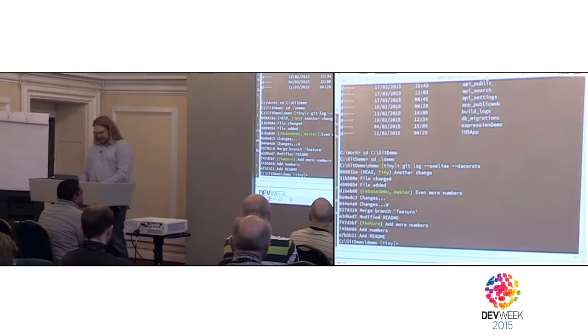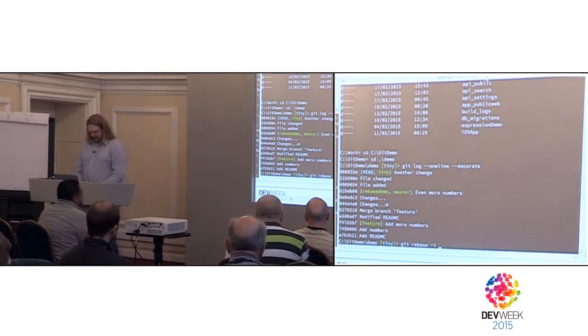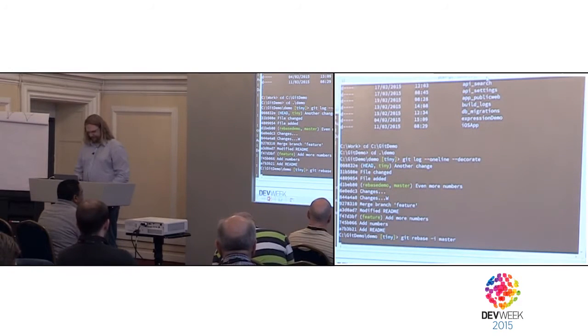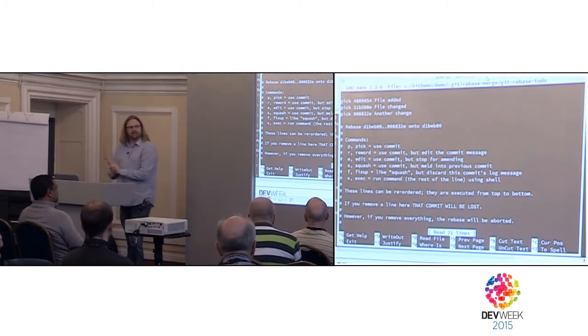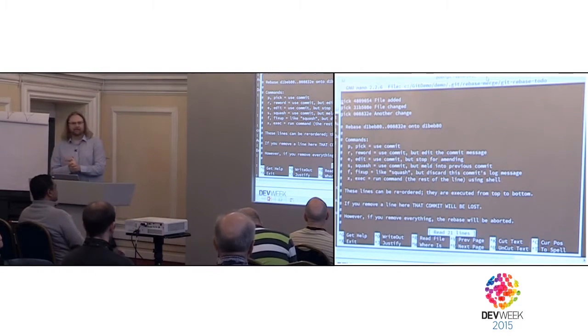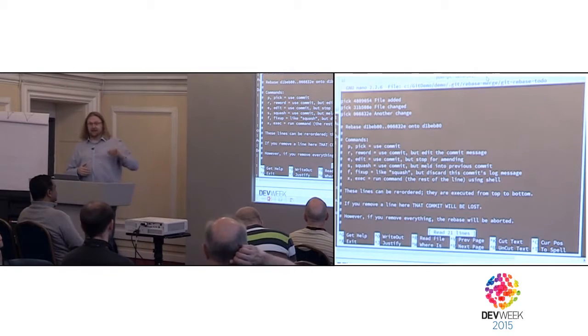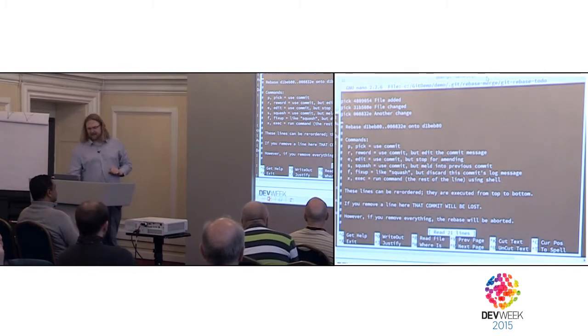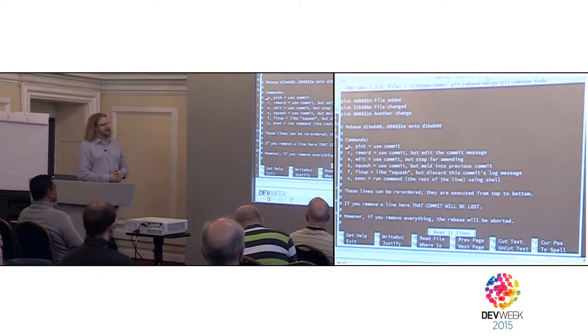Yes? So I'm going to do a git rebase -i, which is short for interactive, against master. And what this will do is bring up a text editor, whichever one I've defined in my shell, and it will allow me to alter history. So there are the 3 commits: file added, file changed, and another change. And I can pick, reword, edit, squash, fix up, and exec.